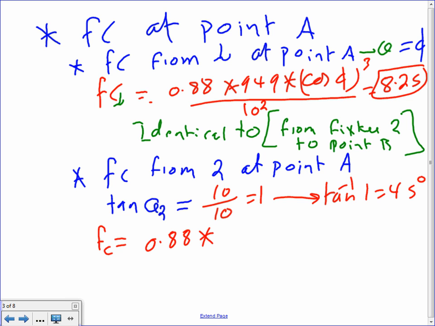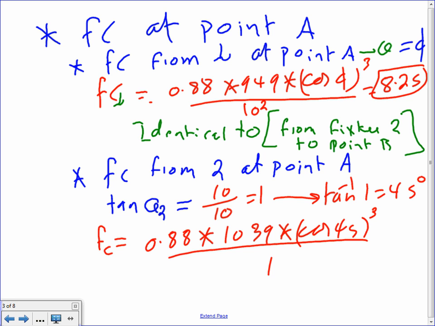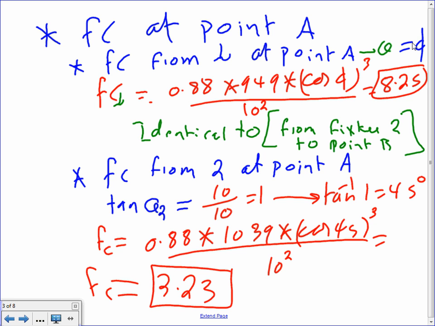0.88 times the foot-candle at 45, which we just found: 1039 times cosine 45 raised to the power 3, divided by the mounting height of 10 to the power 2. If you did this, you're going to find the foot-candle equal to 3.23. And I really don't need to do this. Symmetrical. Do I need to do this calculation? Symmetrical.